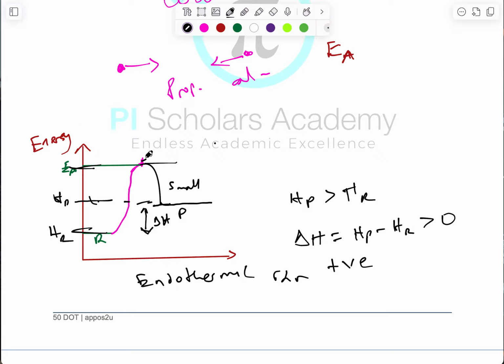Also, this peak here is known as the activation complex. It's a point whereby the whole system is unstable, so energy just has to be released. The change in energy from the reactant side to this activated complex is what is called the activation energy. But this maximum point here is called the activation complex.